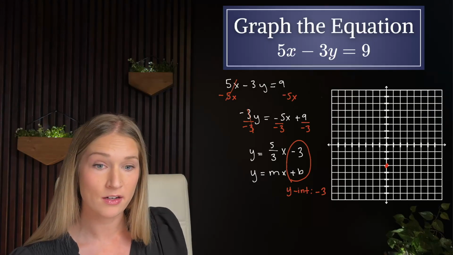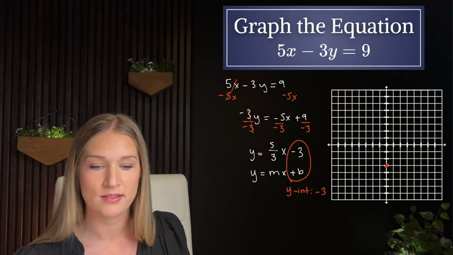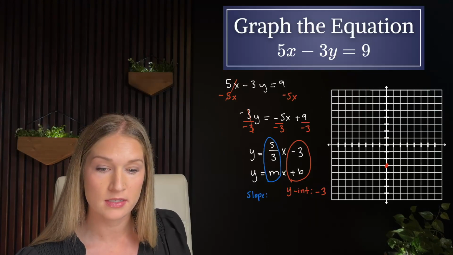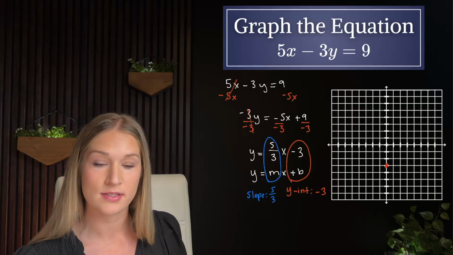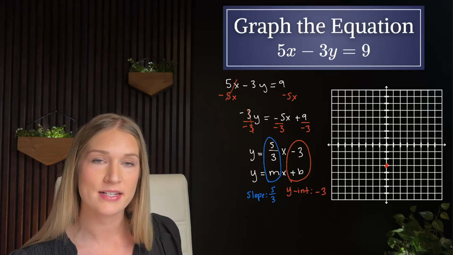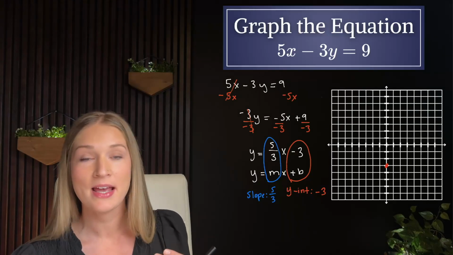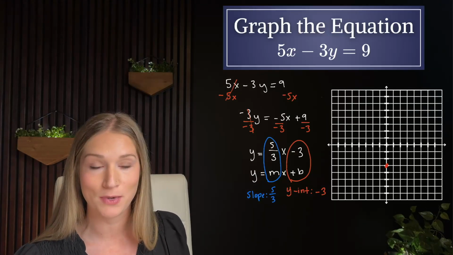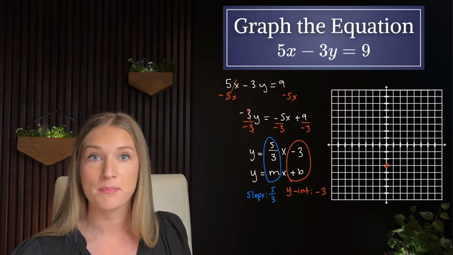Now from here, I'll use the slope to find the other points on the line. The slope is the coefficient on x in this form. So my slope is +5/3. Remember, rise over run. So that numerator, our 5, that tells us how much we're going to rise. And then the denominator, the 3, is going to tell us how much we're going to move left and right. Positive means up and right.